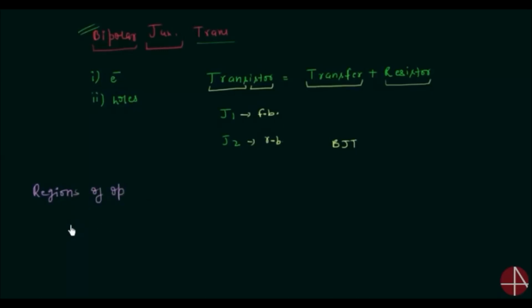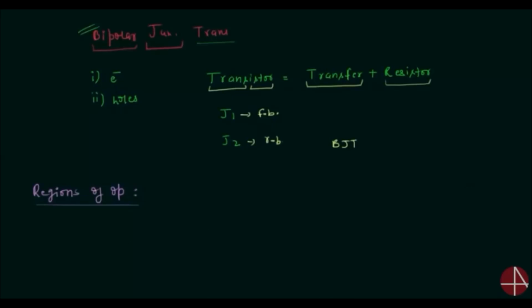As we have two junctions, we have four possible ways of biasing the transistor. In case of diodes, only two types of biasing were there, forward biasing and reverse biasing, because of one junction. But in case of transistor, we have two junctions, and thus we have four possible ways to bias the transistor.